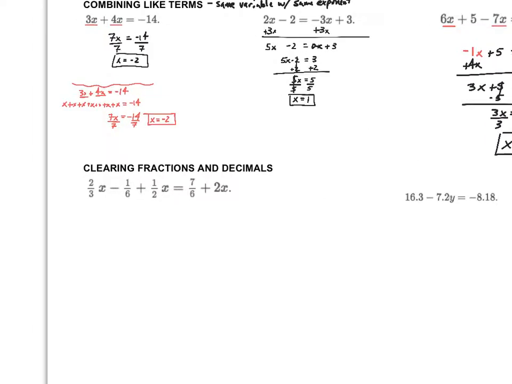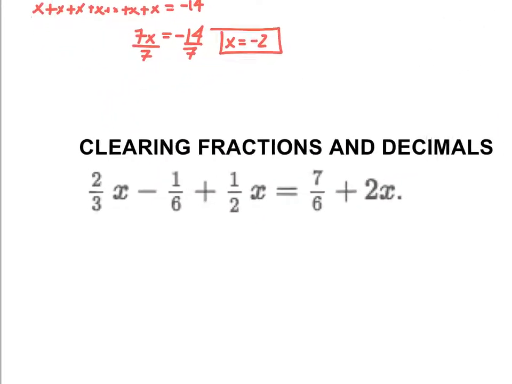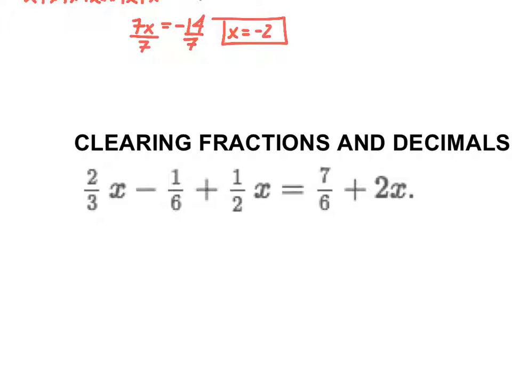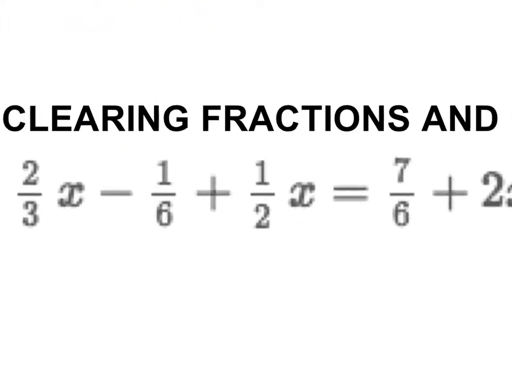Let's talk about something called clearing fractions and decimals. So what I see here is a whole bunch of random gibberish. I see 2/3 x minus 1/6 plus 1/2 x is equal to 7/6 plus 2x. And we want to solve for x. Yuck. And there are ways of doing this. We could get a common denominator, but something that we could do is clear the fractions. I'm going to show you what I mean by that.